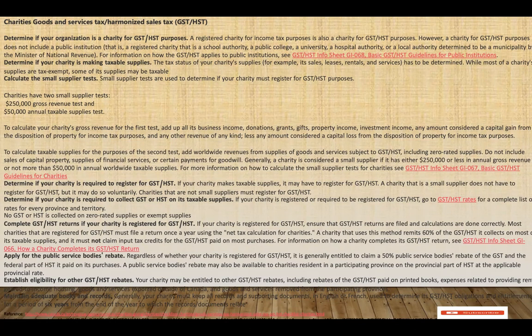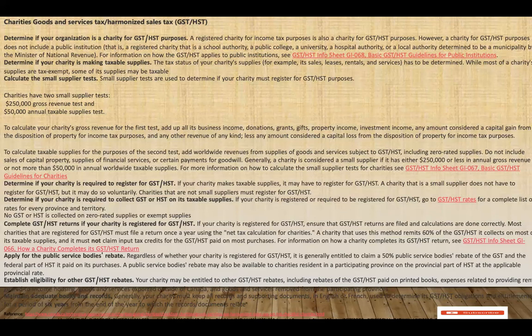Today we are talking about charity, GST and HST. Remember last week we talked about the charity guideline on how to go about our charity. Now we are talking about the GST and HST for charity. So you determine if your organization is a charity for GST or HST purposes. A registered charity for income tax purposes is also a charity for GST purposes.